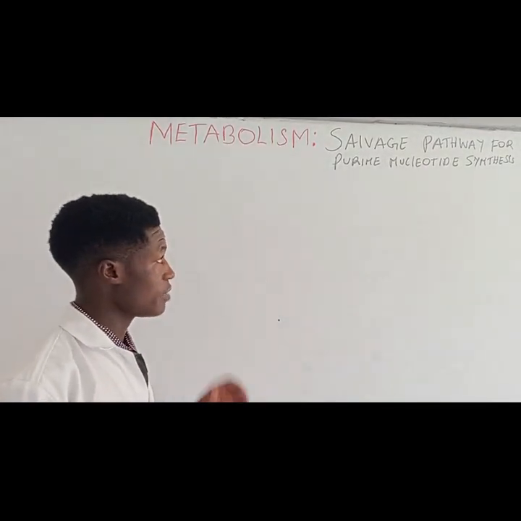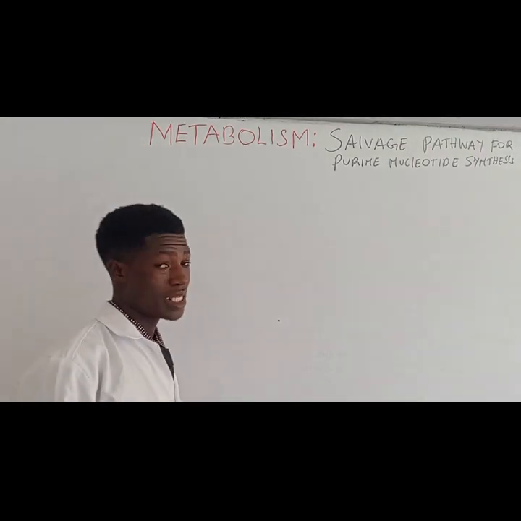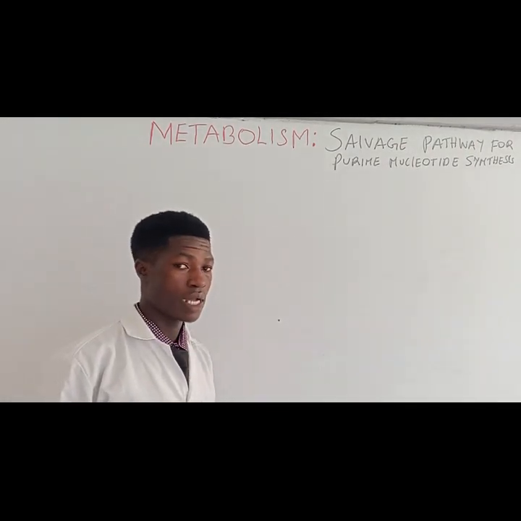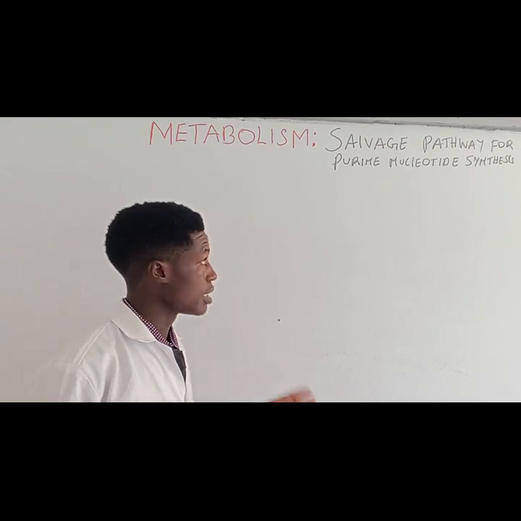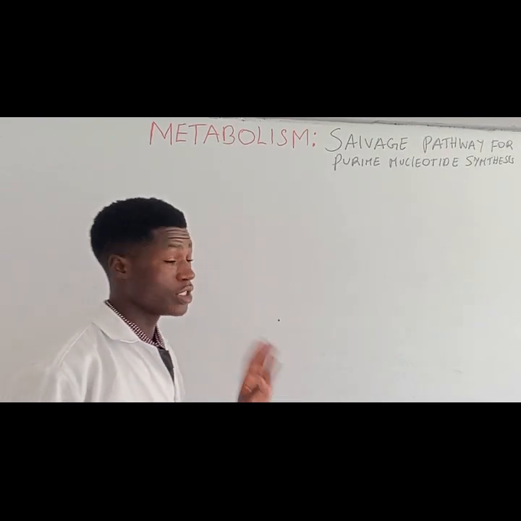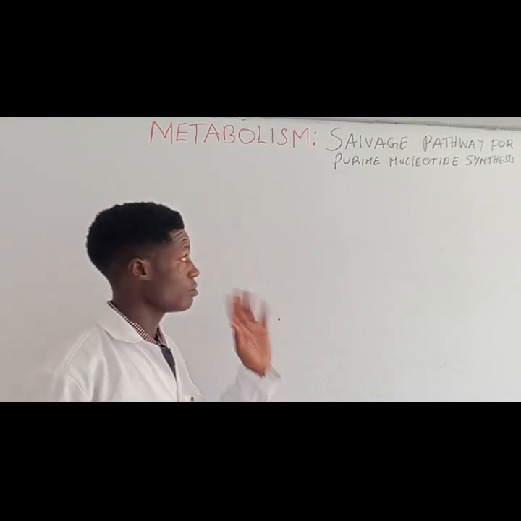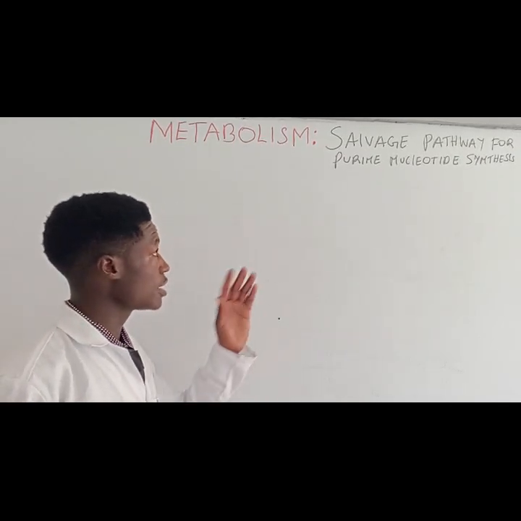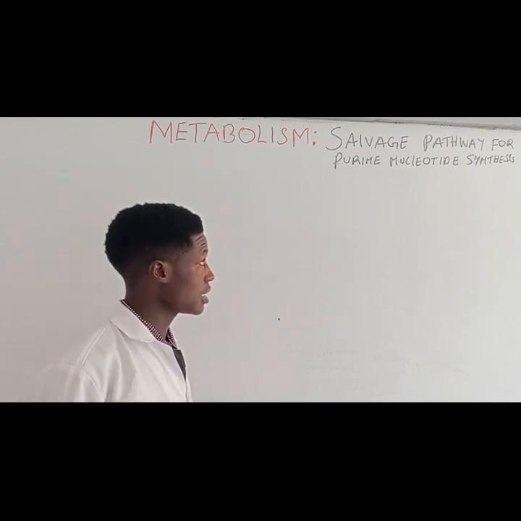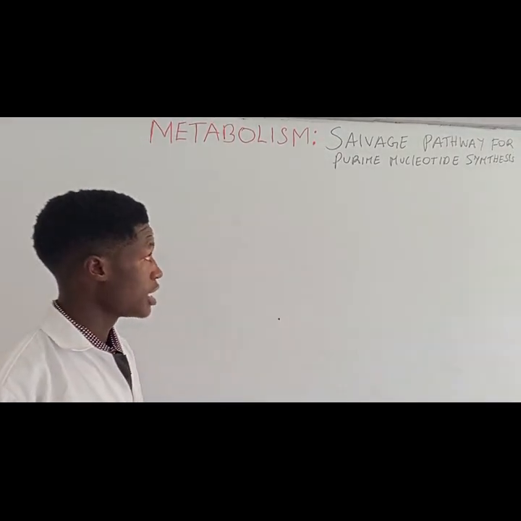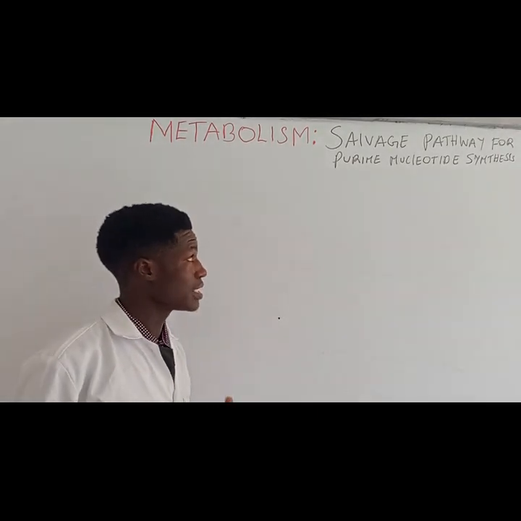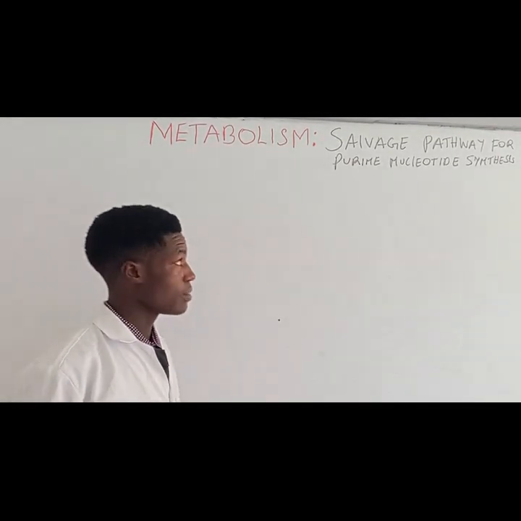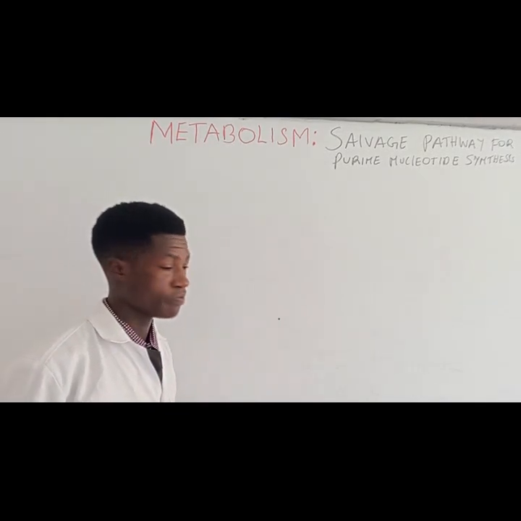Now, this salvage pathway is very crucial, especially in the bone marrow and the brain. The bone marrow and the brain lack the de novo pathway for the synthesis of purine nucleotides, and therefore, this is the only pathway they have to synthesize the purine nucleotides. This pathway also helps the body to synthesize these purine nucleotides from the bases present in the bloodstream.